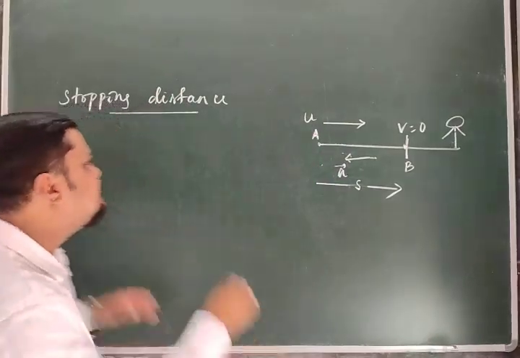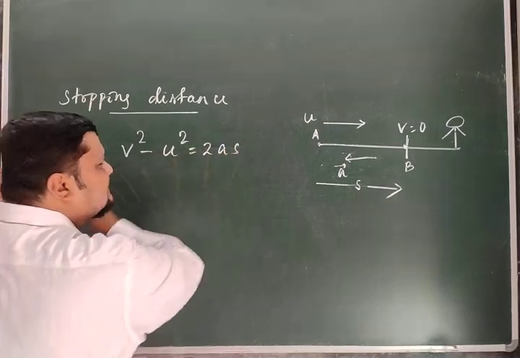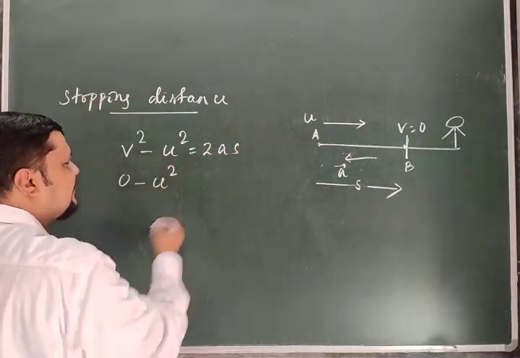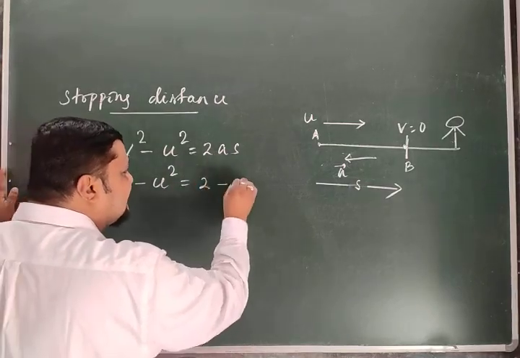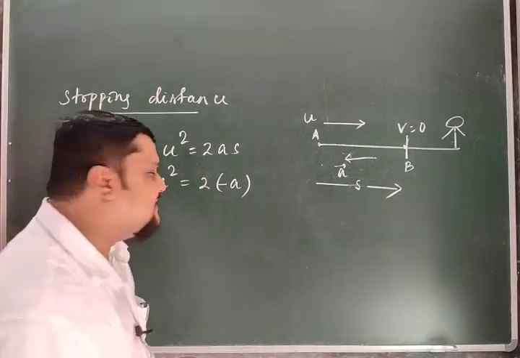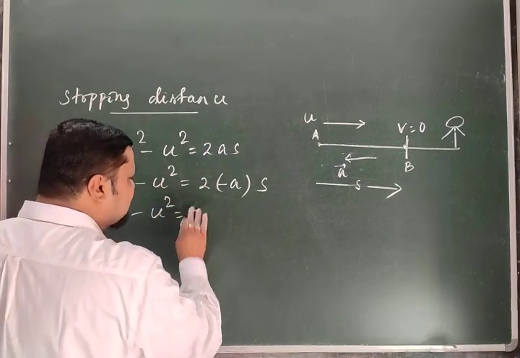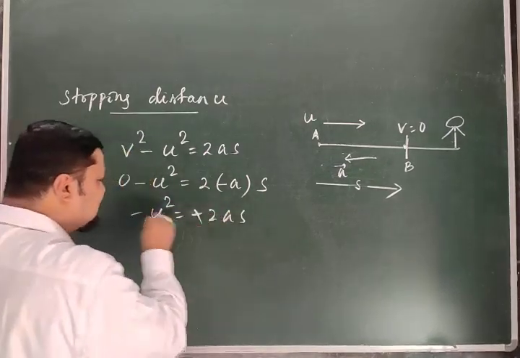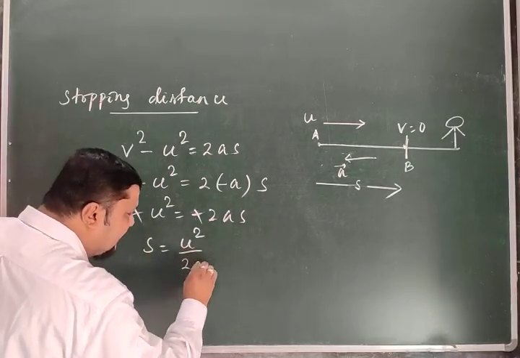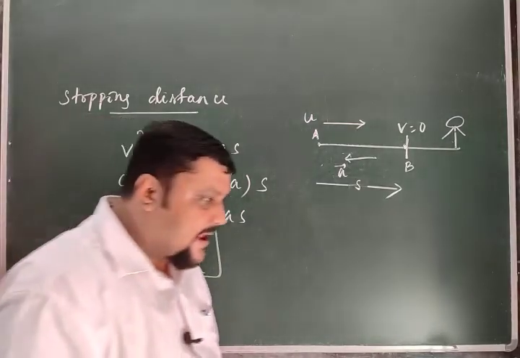So this concept is, as you know, v square minus u square is equal to 2as. The final velocity is 0, minus initial velocity u square, equal to 2 times the acceleration, which is minus a, opposite acceleration, retardation, negative acceleration, into s. So minus u square is equal to minus 2as. The minus signs cancel. So s is equal to u square by 2a. This is the formula for stopping distance.